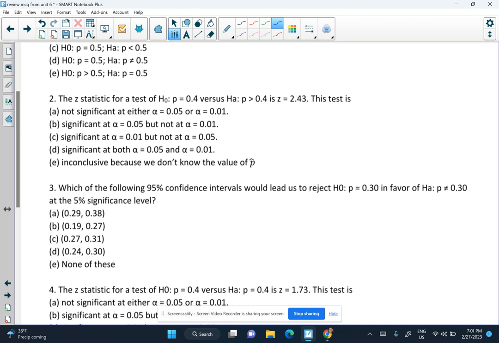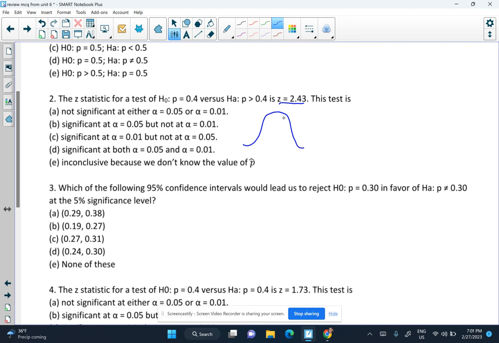The z-statistic for a test of H0: p equals 0.4 versus HA: p is greater than 0.4 is z equals 2.43. This test is, and we look at all the choices, and the choices are looking to see if the results are significant at various significance levels, specifically 0.01 or 0.05. In essence, what they're really asking us to do is find the p-value and then compare that to the alpha, the significance level.